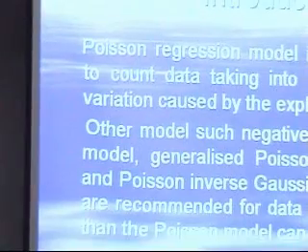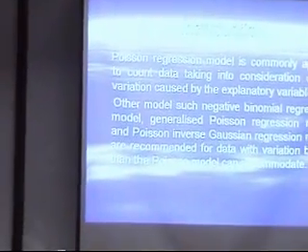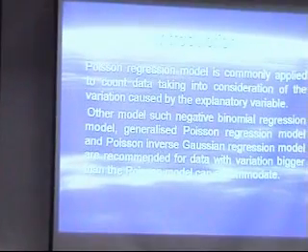Okay, we know that usually we use the Poisson model to model count data under the assumption that mean and variance are the same. But if we have to consider the variation caused by the explanatory variables, then we use the Poisson regression model. However, for data that don't have the characteristic of mean equal to variance, alternative models such as negative binomial regression, generalized Poisson regression, and Poisson inverse Gaussian can accommodate data where the variance is bigger than the mean.